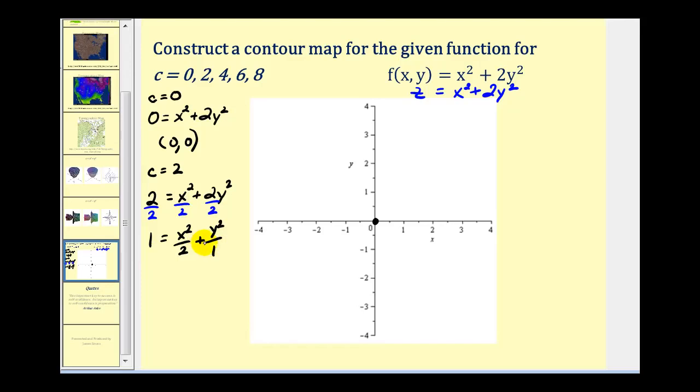So this is an ellipse centered at 0. And the major axis is horizontal. We have a squared equals 2 and b squared equals 1. So a would be the square root of 2, which is approximately 1.4, and b would be equal to 1. So we're going to move to the left and right of the origin 1.4 units, and above and below the origin 1 unit to create this ellipse. So 1.4 is approximately here, negative 1.4 is approximately here. We go up 1 and down 1. So now we can create the level curve when c is equal to 2.